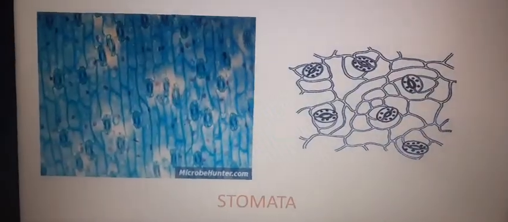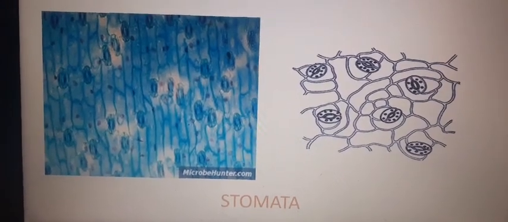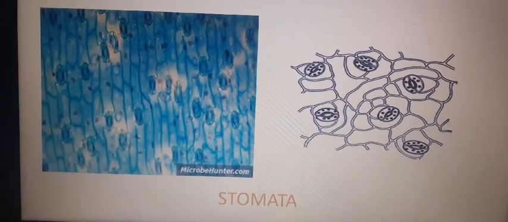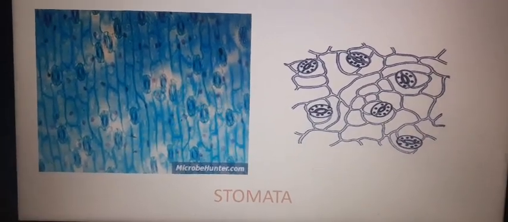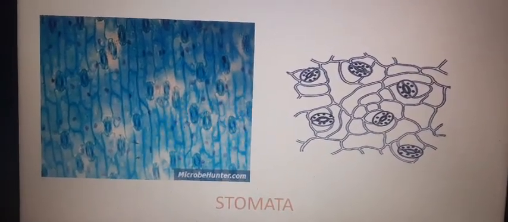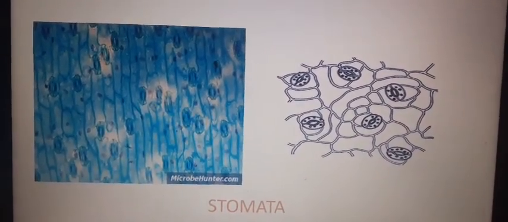Then next, these are stomata. Where are they found? They are found on the single layer epidermal surface of leaves, and in some cases modified stems as well. So these stomata are responsible for what? Yes, they are responsible for two major functions: one, exchange of gases, and the other is transpiration.